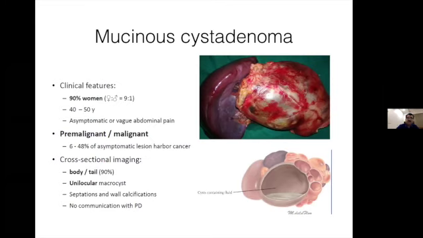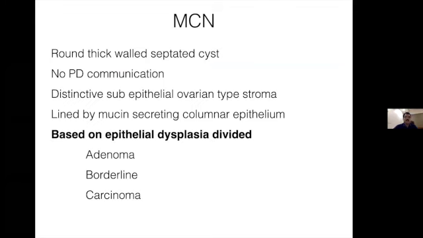Usually it will show a unilocular macrocyst with septations, and the wall may show some calcifications, but there is no communication between the pancreatic duct and the lesion. That is the finding which differentiates the IPMN from mucinous cystic neoplasm. So you have a thick, round, thick-walled septated cyst without any ductal communication.